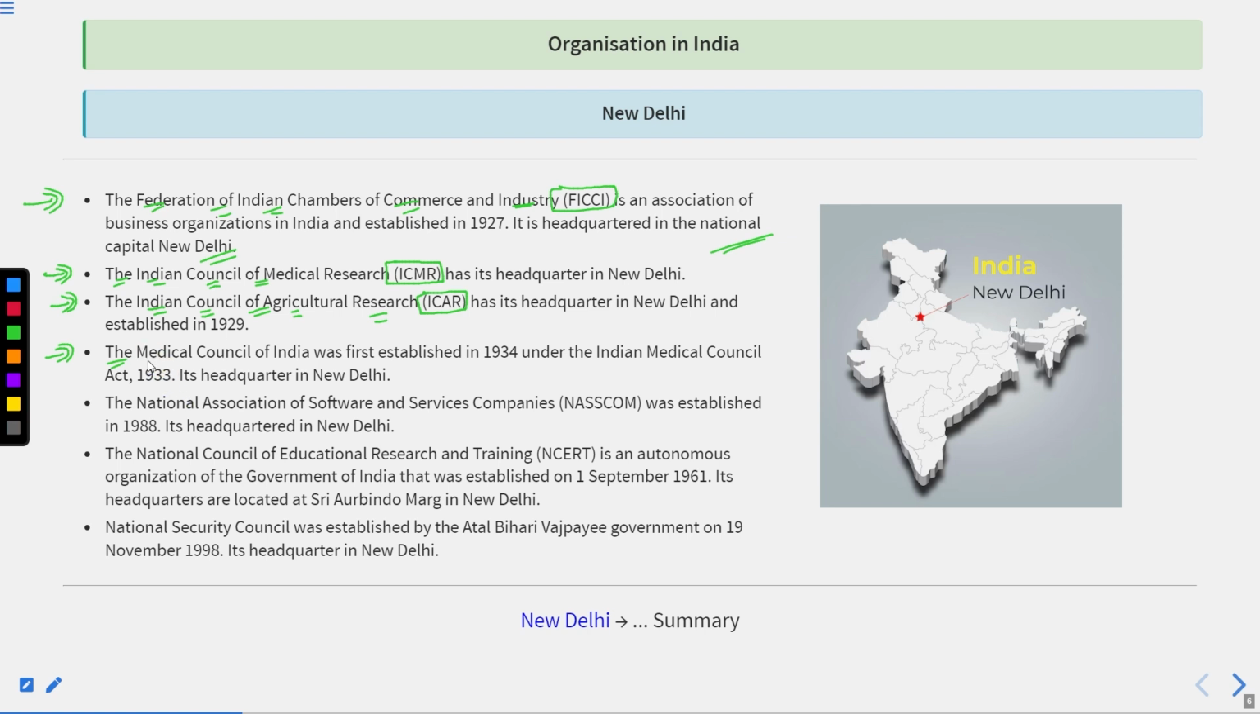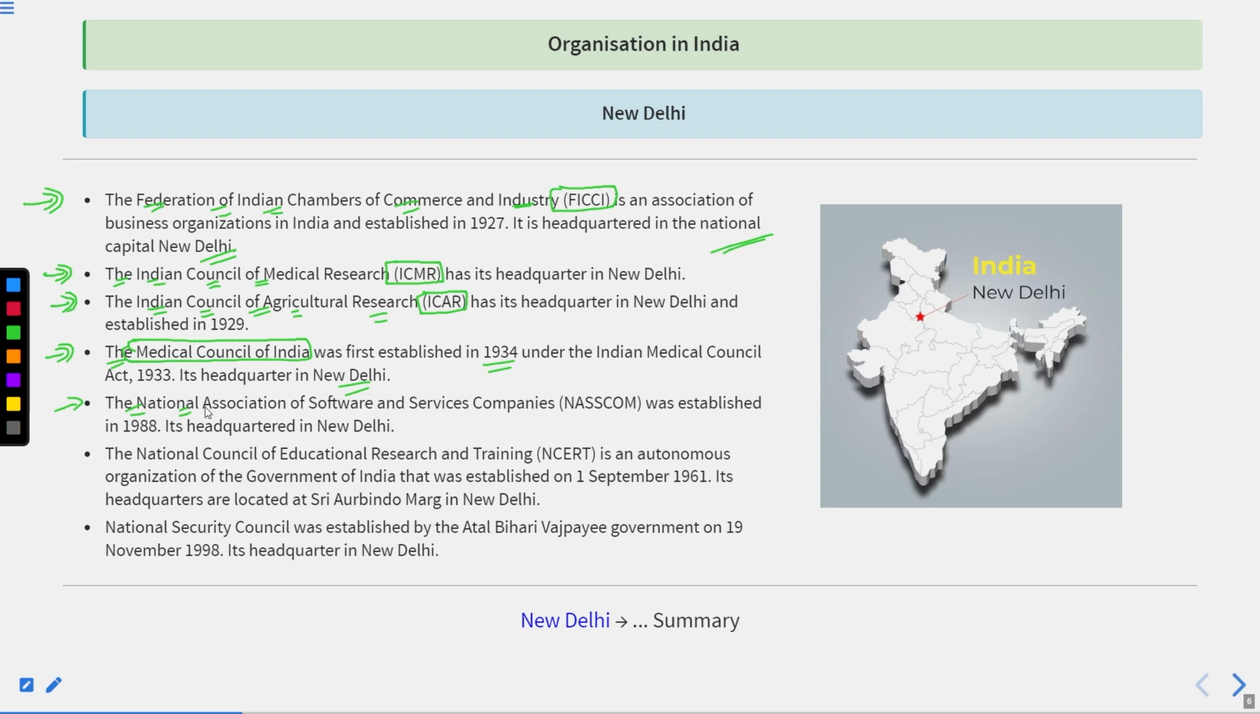Then the Medical Council of India, MCI. Remember the MCI is different from the ICMR. ICMR stands for Indian Council of Medical Research and MCI stands for Medical Council of India. It was first established in 1934 under the Indian Medical Council Act 1933. So we could say it is also a statutory body. It has its headquarters in New Delhi.